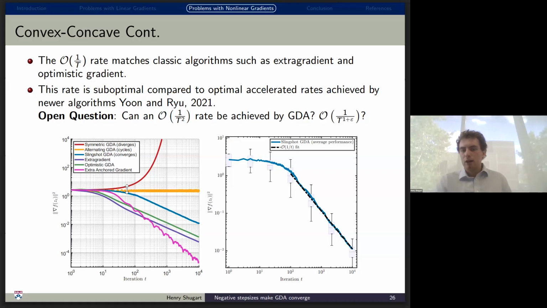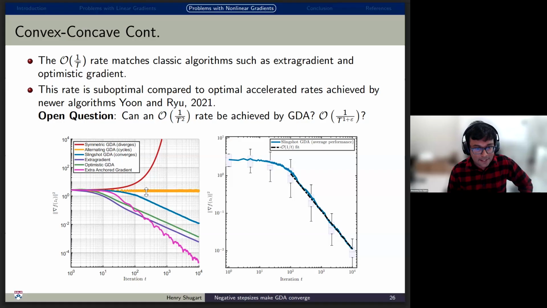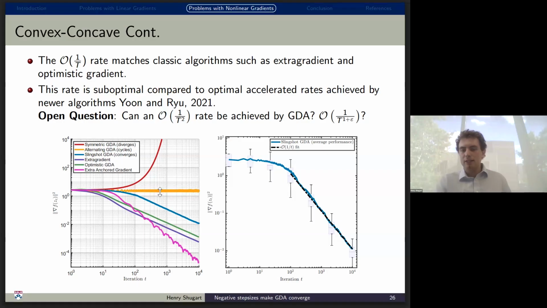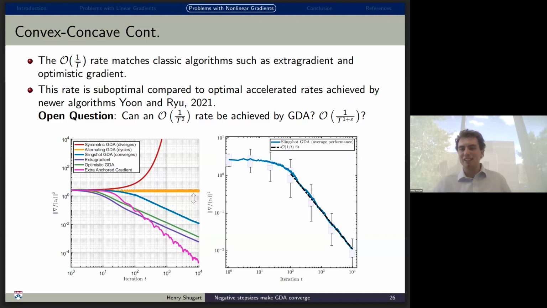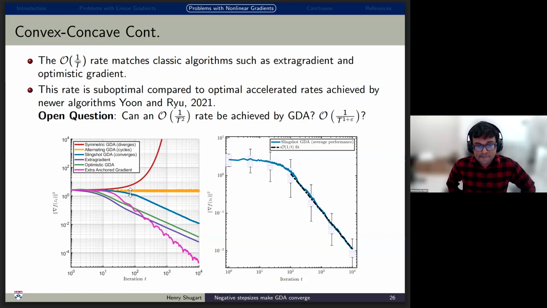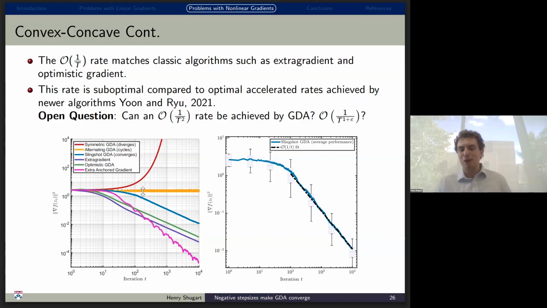For alt GDA? Yeah. So this is the one that is cycling, right? Yeah, I don't remember exactly what the step size is. It's largely invariant. I took it small enough so that it would cycle. If you take it too large, it will diverge and not even cycle. On this problem, it wasn't a matter of shrinking the step size. Shrinking the step size would only narrow this yellow line so that there's less oscillation.